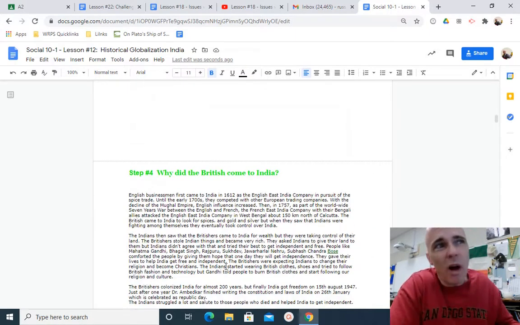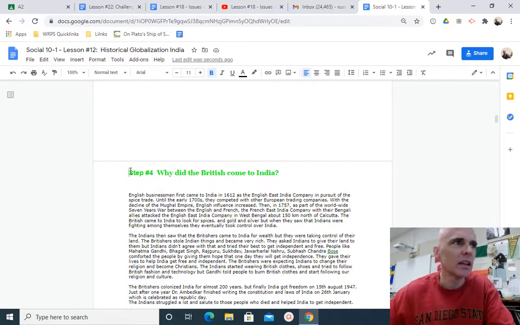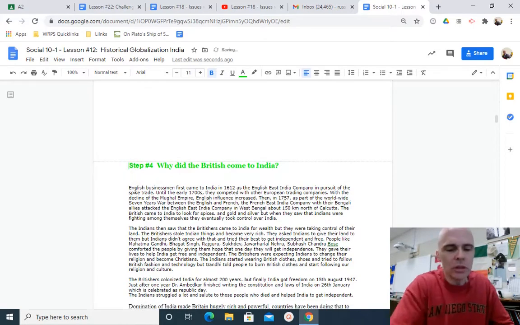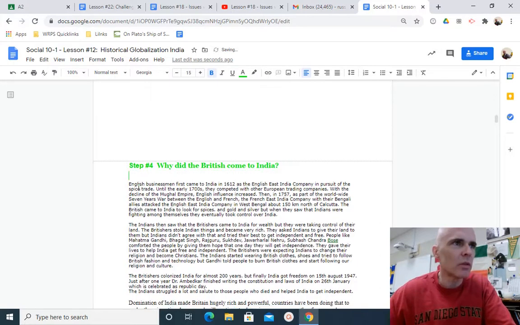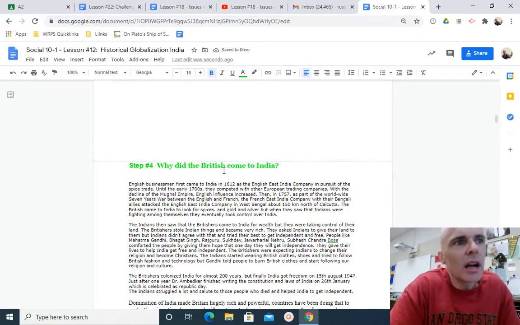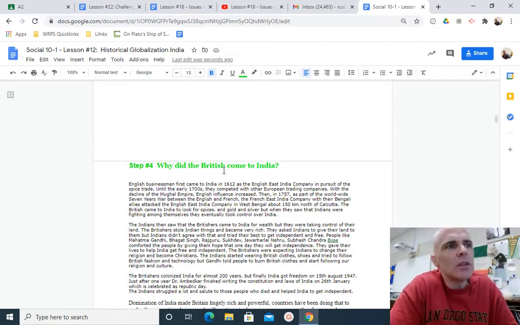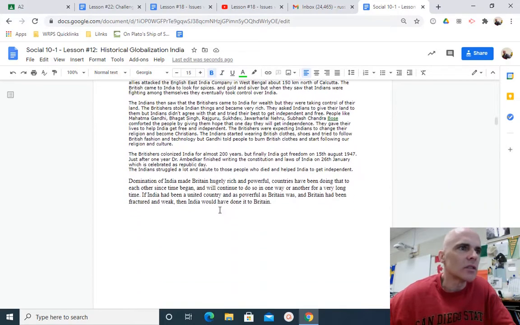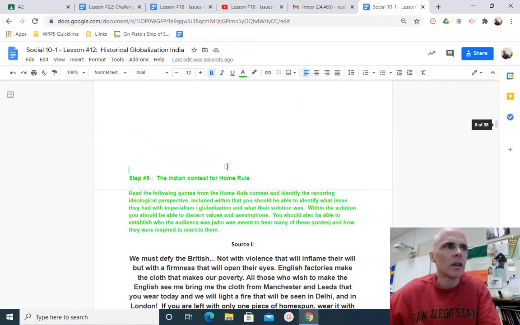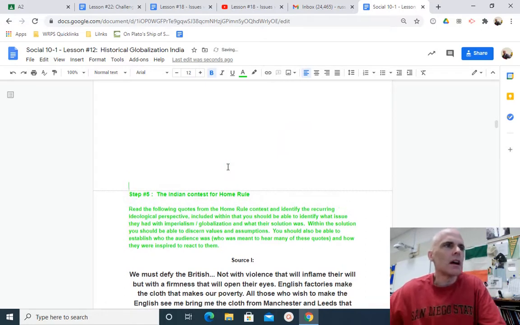Step 4, why were the British even interested in India? So as we end up really evaluating British imperialism in India, we should explore the question, why would they want to be there? So this one might take you a couple more sentences than the last, so maybe do 3 to 5 sentences. So a little less than half a page, and I want you to explore why would the British want to come to India? And we've got this source here for you to help yourself out with that.